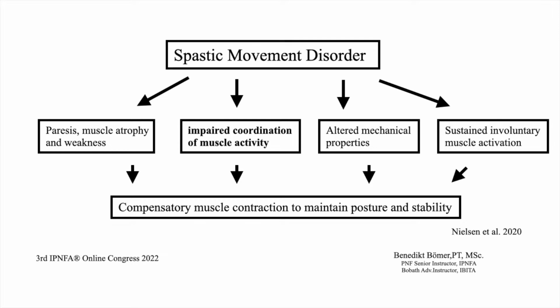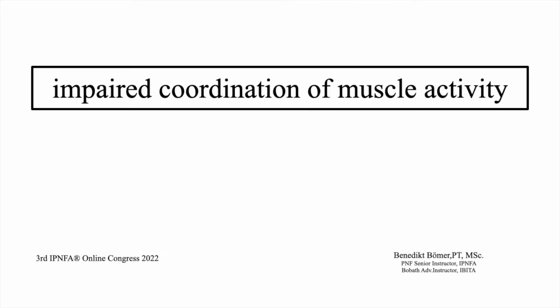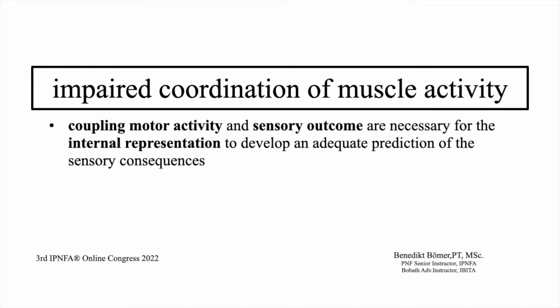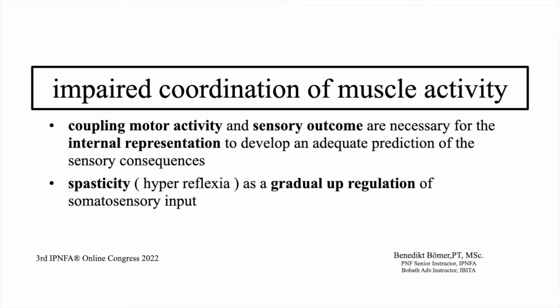And on this, we're looking now in more detail. Impaired coordination of muscle activity. So that we can perform postural activities automatically, we need the ability to couple motor activity and sensory outcome, because this is necessary for the internal representation to develop an adequate prediction of the sensory consequences. The hypothesis is that spasticity is a gradual upregulation of somatosensory input.